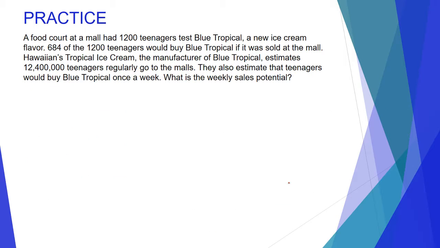Alright, I want you to try one out on your own now. Keep in mind this says weekly sales potential. So I'm going to give you a hint. Find the annual sales potential first and then divide it by how many weeks there are. Pause the video and then resume when you are ready.